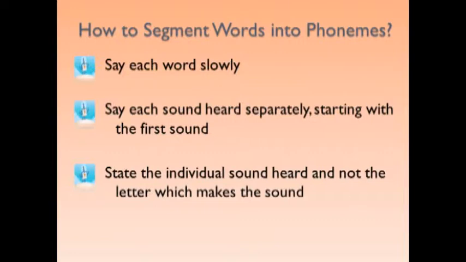First, say each word slowly. Then, say each sound heard separately, starting with the first sound. And then, state the individual sound heard and not the letter that makes the sound. Remember, boys and girls, when we talk about phonemes, we are talking about the sounds that we hear, not the letters. The letters are the graphemes or the symbols.